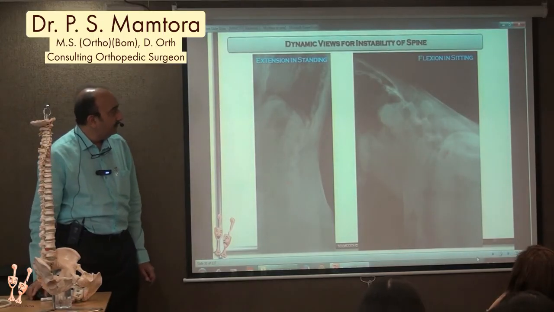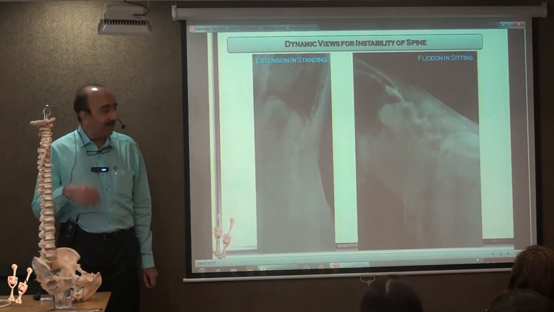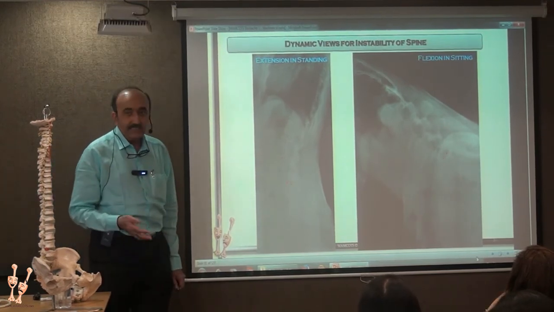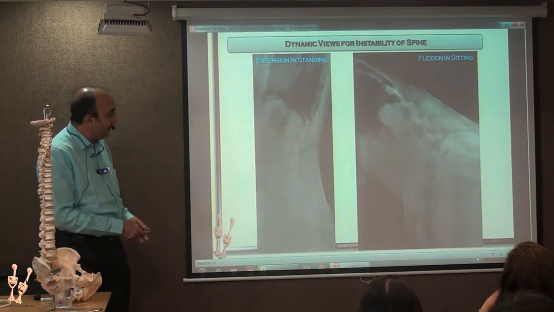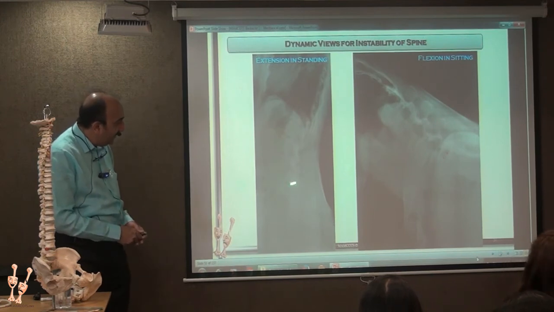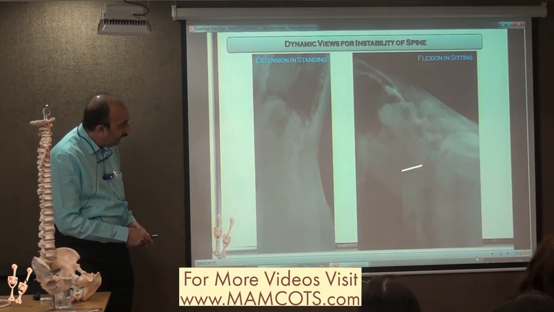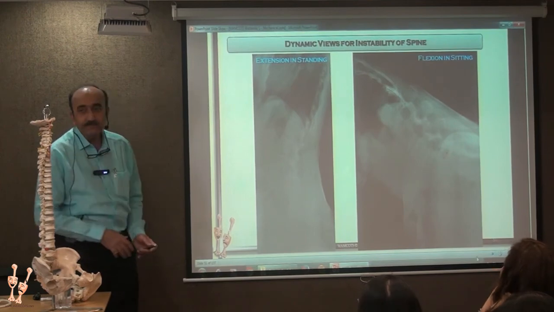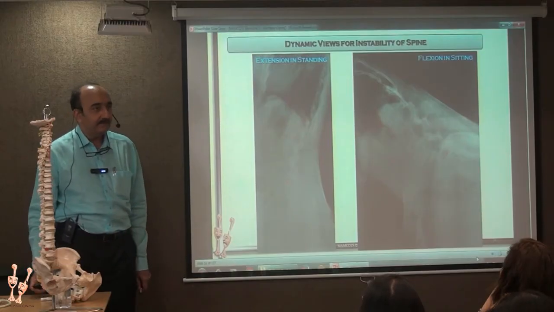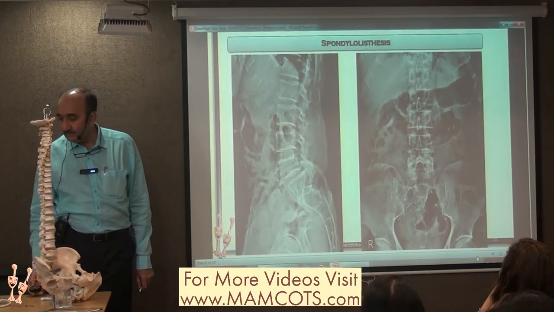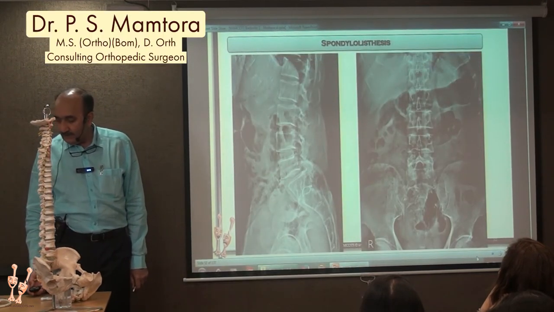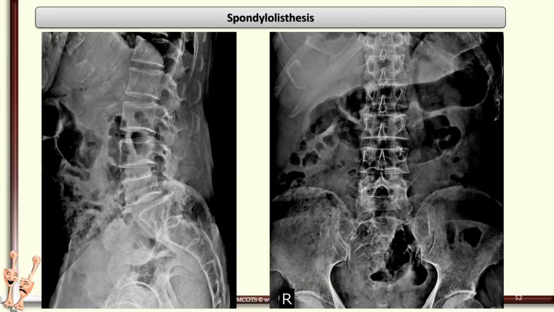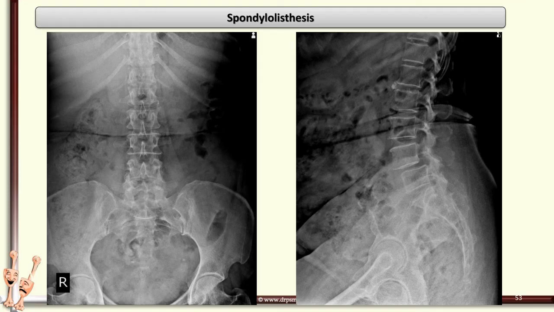When you get an instability, to find out whether you have instability or not, you do flexion extension views. So you can see that they are separating apart in flexion and extension. So you know this is an unstable spine. Different forms of listhesis.